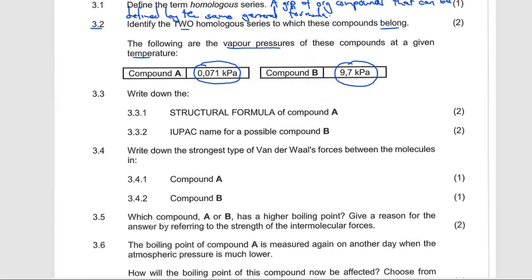Then write down the structural formula of compound A, right? So how do you determine A is which one, right? So here we can see our A has got the lowest vapor pressure, right? So if it has got a lower vapor pressure, it means it has got a higher boiling point, right? So in terms of this, the one that is going to have a higher boiling point is going to be our carboxylic acid, right?